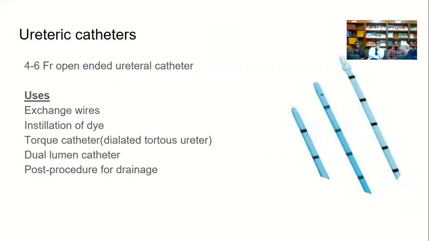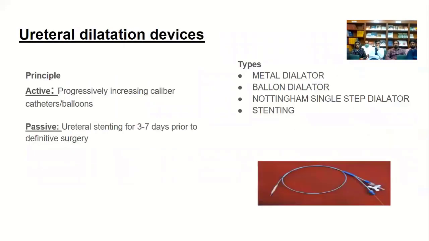Ureteric catheters. They are mostly from 4 FR to 6 FR with open-ended ureteric catheters. They are used for exchange of wire and instillation of dye. There are torque catheters. They are used in case of dilated tortuous ureter to straighten them. Now, dual lumen catheters are also available to place two guide wires at the same time. Post-procedure, sometimes they are also used for drainage.